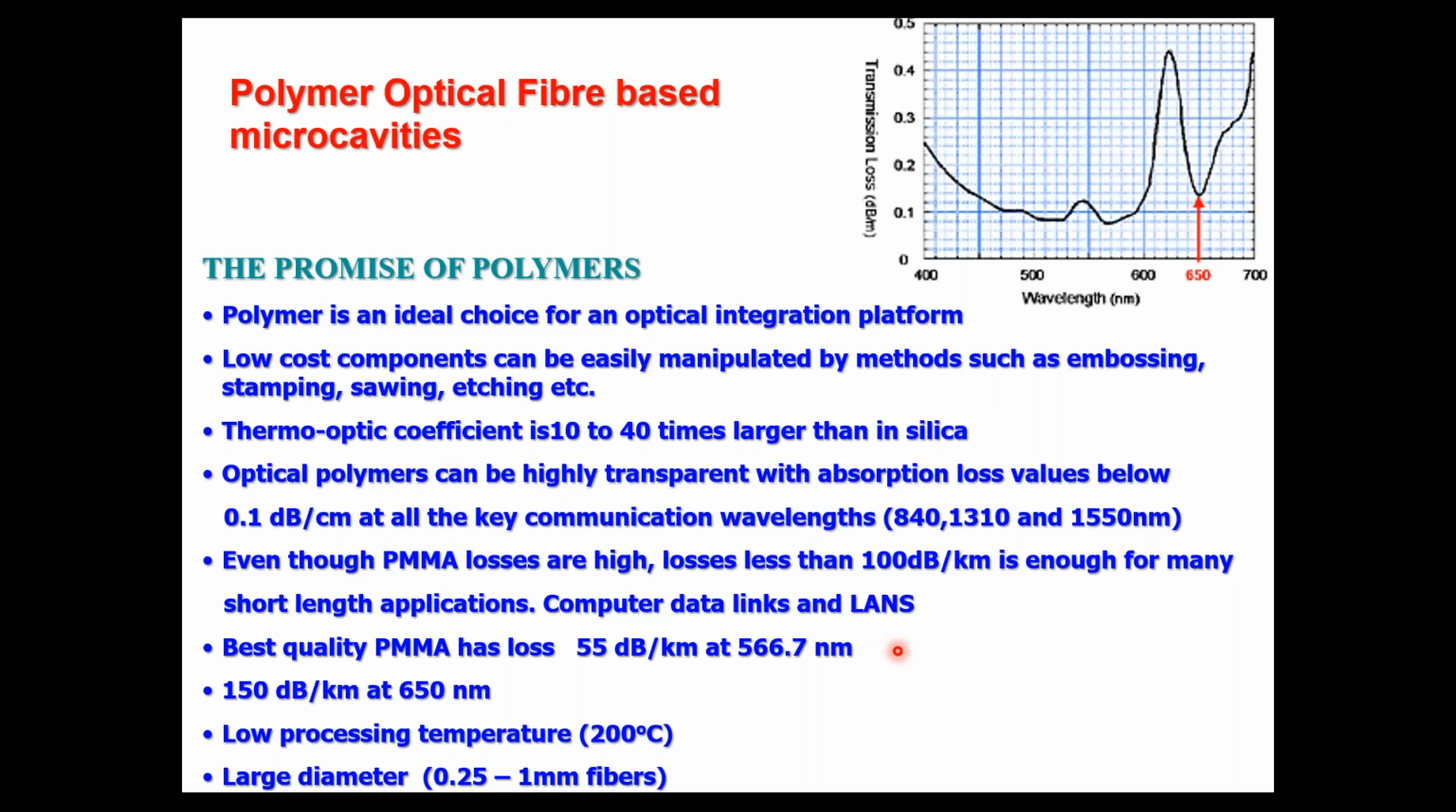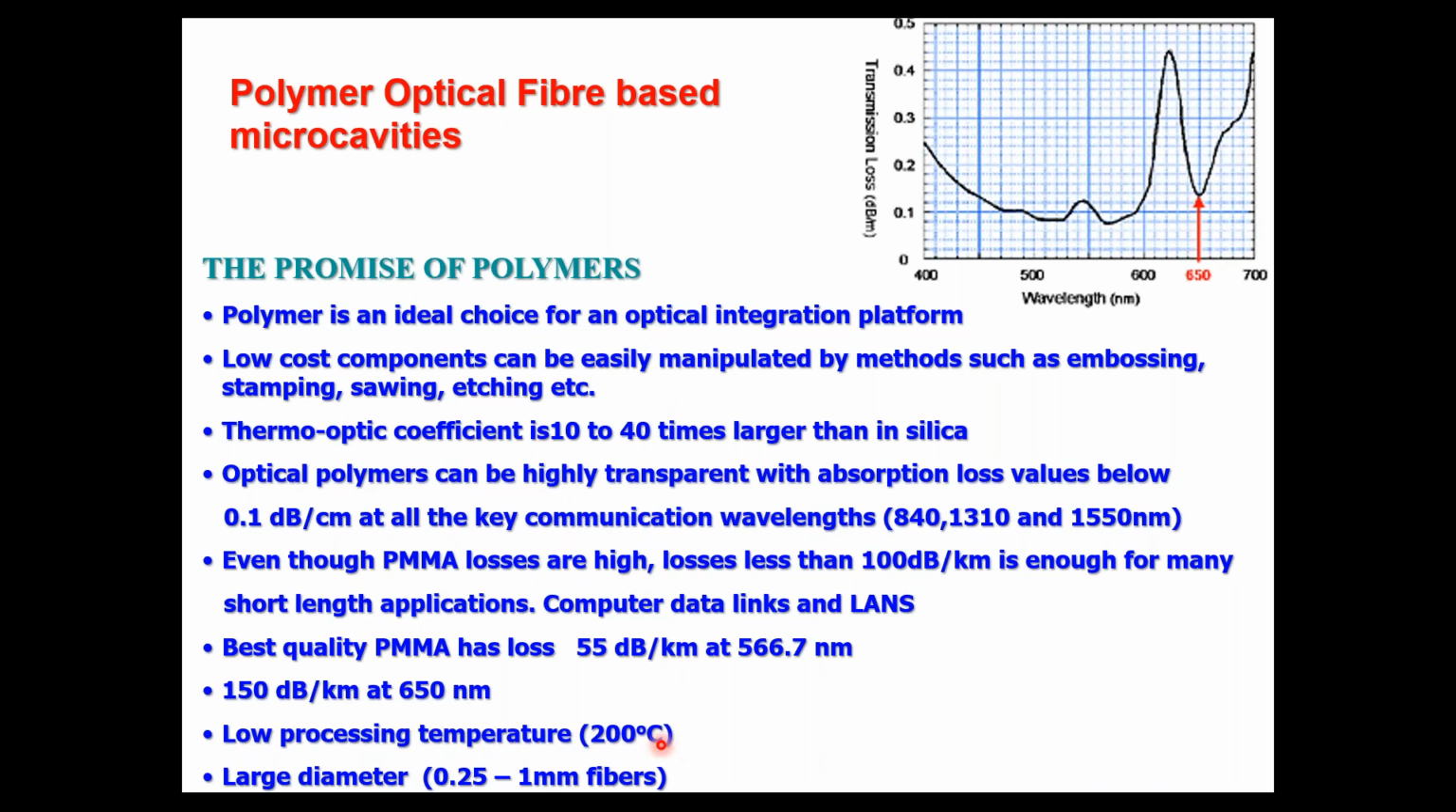But one disadvantage usually people point out is that the best quality PMMA has a loss of 55 dB per kilometer. This is quite unusual for optical communication experts, since we usually work with silica fibers, which offer 0.1 or 0.2 dB per kilometer. This is very huge. But still, it can be used for very short length applications like sensing, making lasers, and these kinds of microstructures. It is very easy to fabricate, and mainly the processing temperature is low.